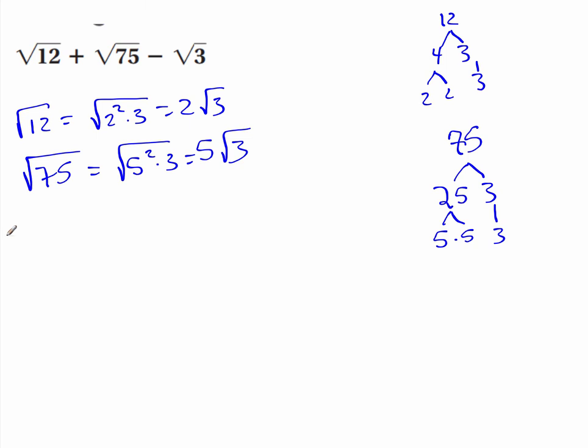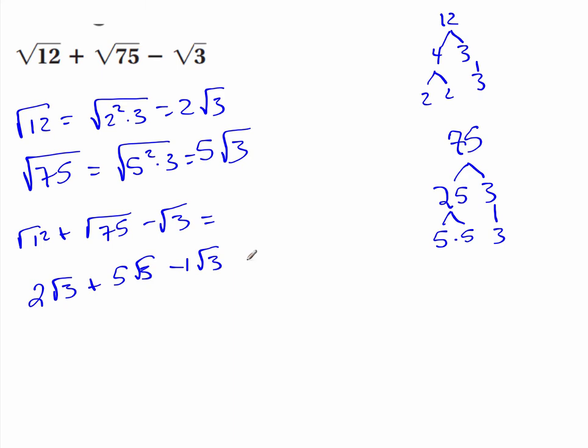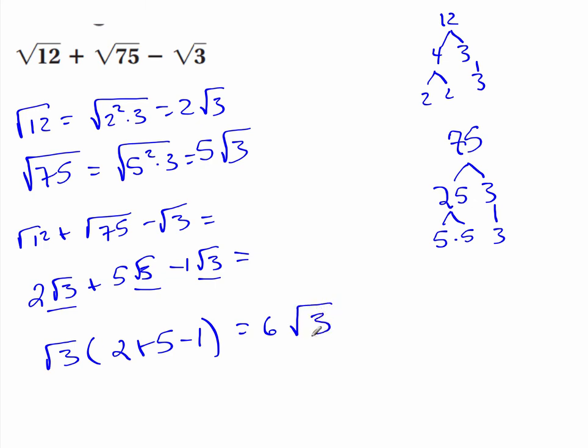So I can rewrite the square root of 12 plus the square root of 75 minus the square root of 3 as 2 times the square root of 3 plus 5 times the square root of 3 minus 1 times the square root of 3. Now I have the same radical in all three, so I can factor it out. 2 plus 5 minus 1. So this is what? 5, 7, 6 times the square root of 3.